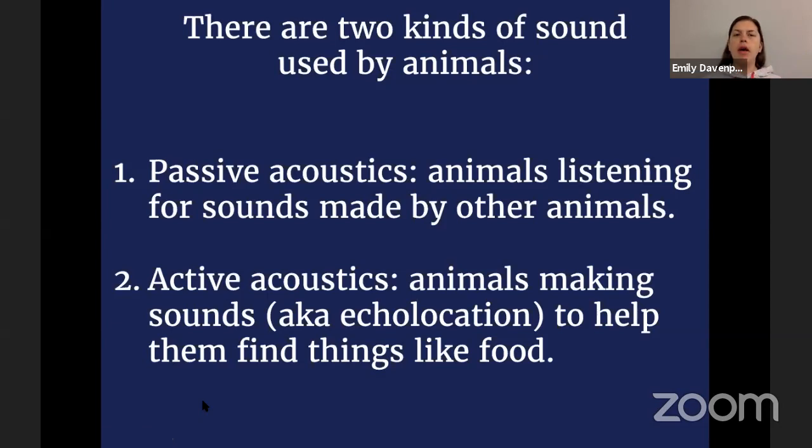Okay, so they brought up in the video passive acoustics briefly. So there's two kinds of sound used by animals: passive acoustics, which scientists use, but also animals do, where they're just listening for sounds made by other animals. And then there's active acoustics, which are animals making sounds such as echolocation, which help them find things like food. So let's look a little bit more at that.